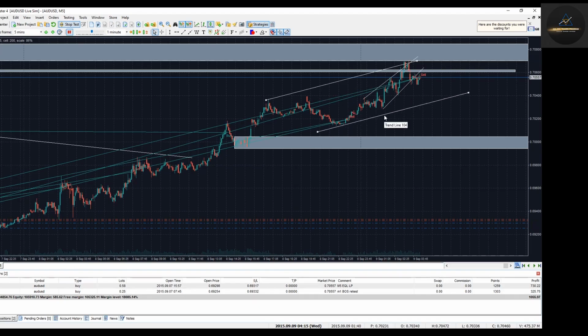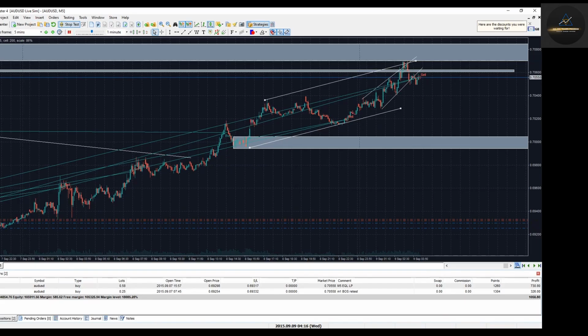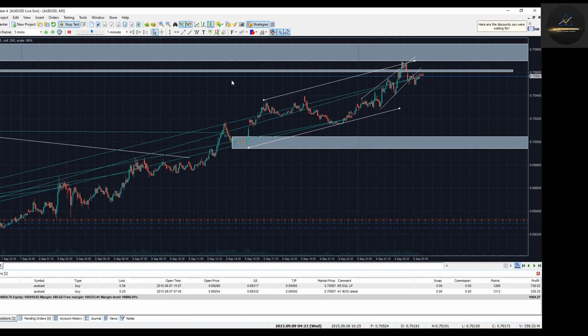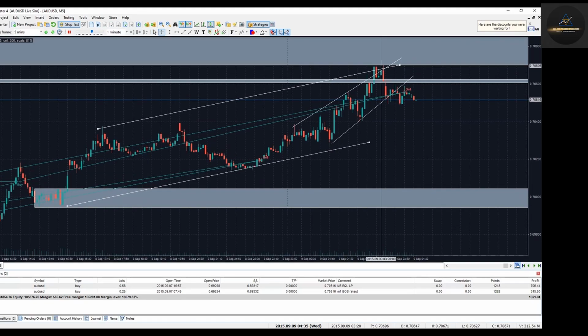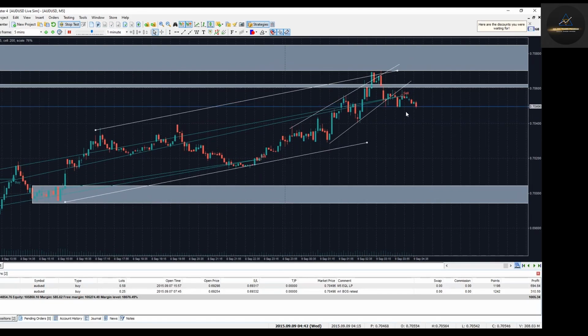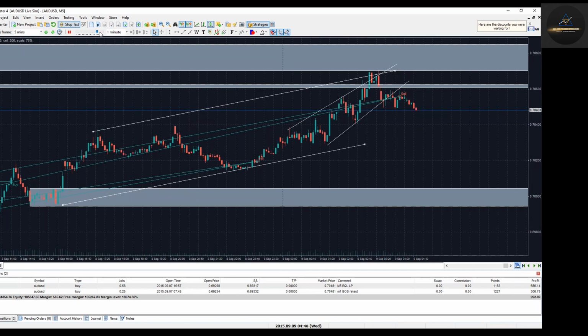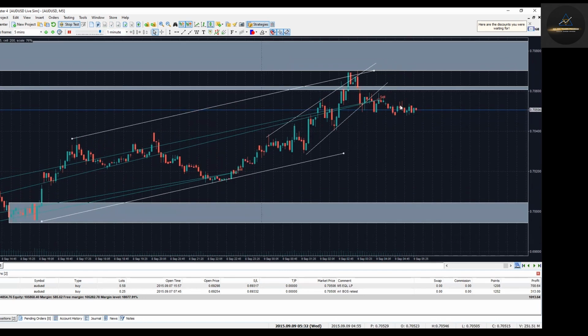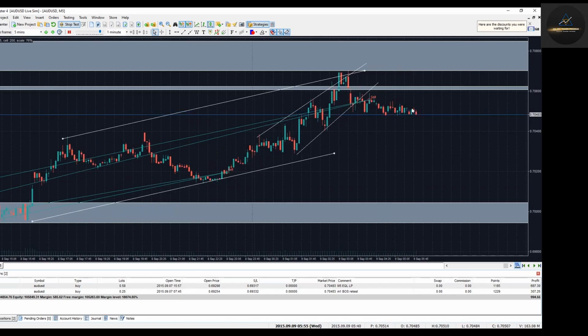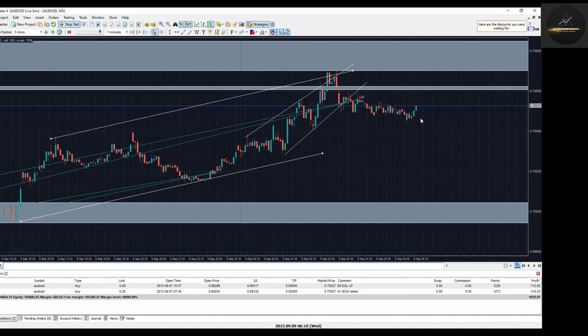And there is a potential pattern forming. Let's see how it plays out. So we got a tap of the point of interest up here, but so far I'm not really seeing any short setups. We're in the Asia session now, just before the London Open. So we're going to start seeing some volatility very soon.